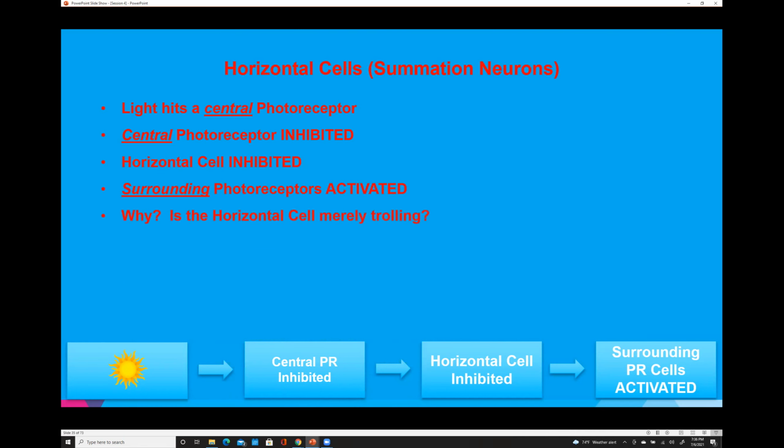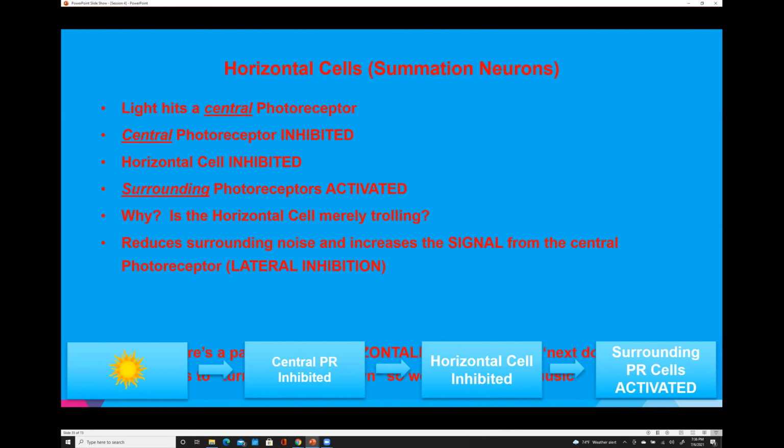But why is this happening? Is the horizontal cell just doing stuff just to be what it's doing? What's going on here? What is the reason for this? Well, this is the point. It's reducing the surrounding noise and thus increasing the signal of the central photoreceptor. So a horizontal cell is a classic example of what's called lateral inhibition.